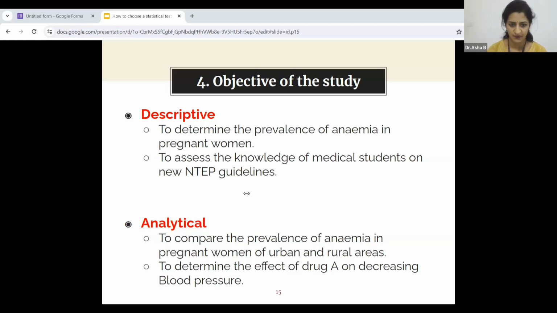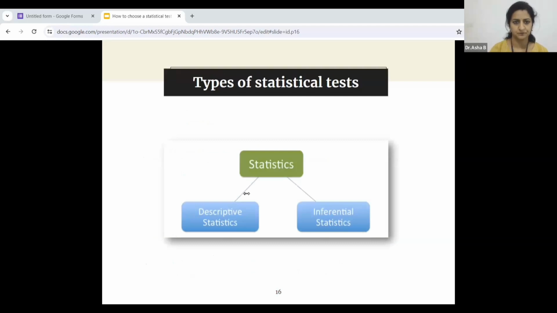On the other hand, if our objective states any comparison, correlation, or prediction, then we have to go for inferential statistics. For example, here we have to compare the prevalence of anemia in pregnant women of urban and rural areas. So we are doing some comparison here, so it is an analytical objective. Or to determine the effect of any drug on decreasing blood pressure. So again, it is analytical in nature. So we have to see with what type of objective we have, whether it is descriptive or whether it is analytical in nature.